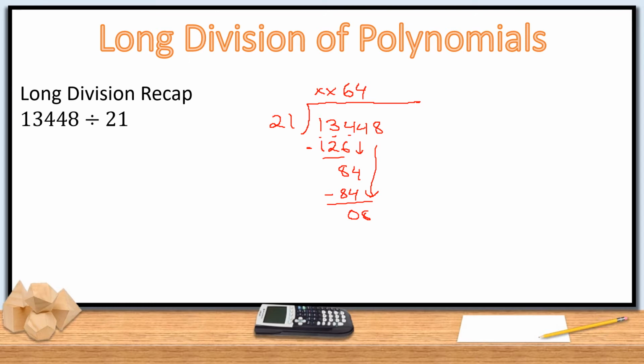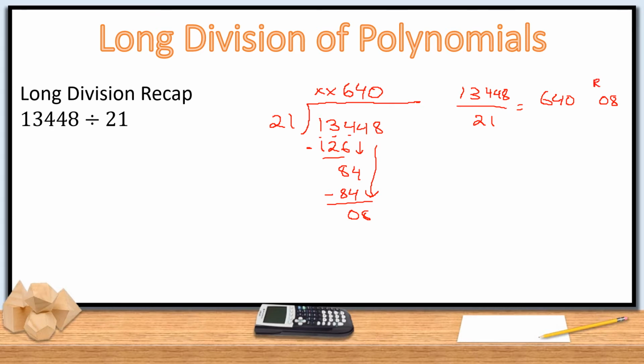We would say, how many times does 21 go into 8? 0 times. So 13,448 divided by 21 is equal to 640 with a remainder of 8. So sorry, not plus, that would be remainder 8. So there's 8 units that are not divisible by 21.